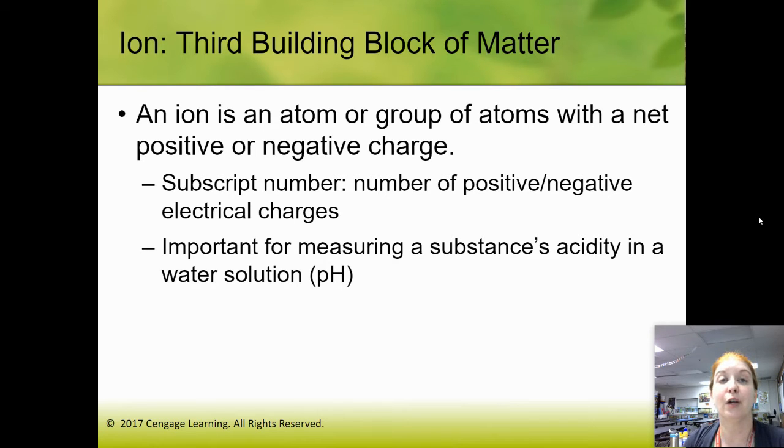So if you want to think about Ion Television, the TV channel, it says positively entertaining. Well, that's great, but ions can also be negative. So it could also be negatively entertaining, which is way less of a fun TV channel.